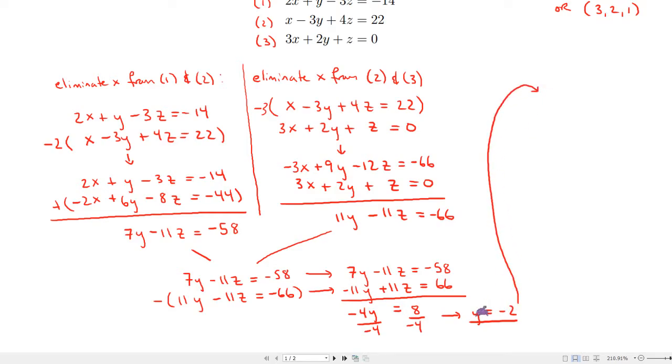Okay, so we'll substitute negative 2 into one of these two equations here. So we will have 7 times negative 2 minus 11z is equal to negative 58. So that's negative 14 minus 11z is equal to negative 58. So then we'll add 14 to both sides.